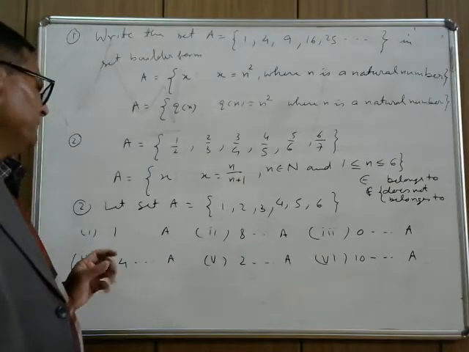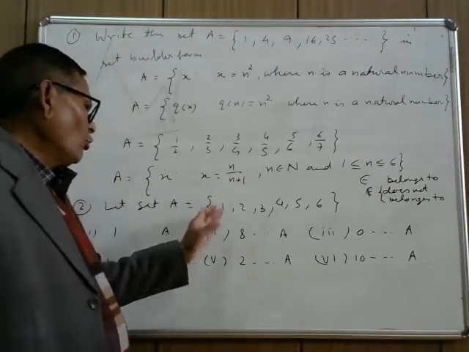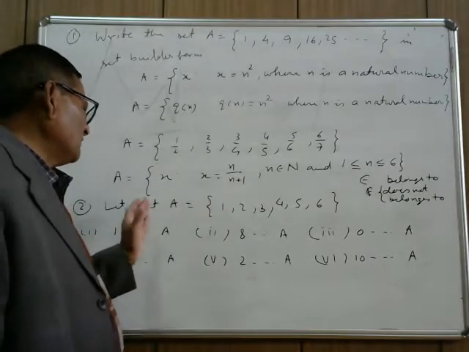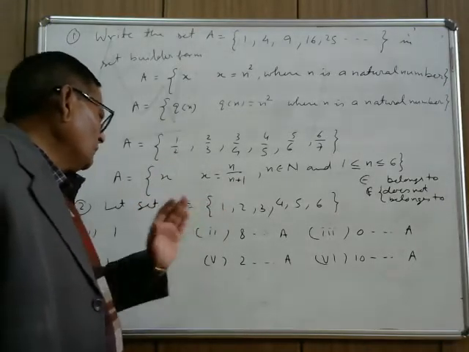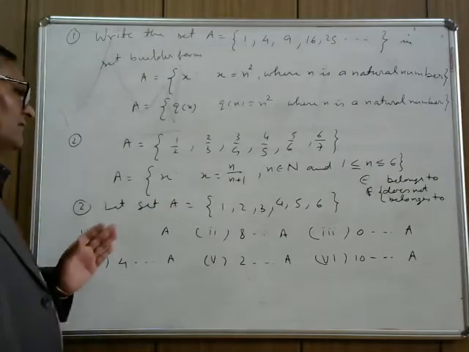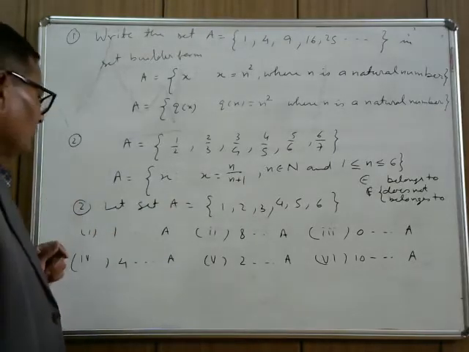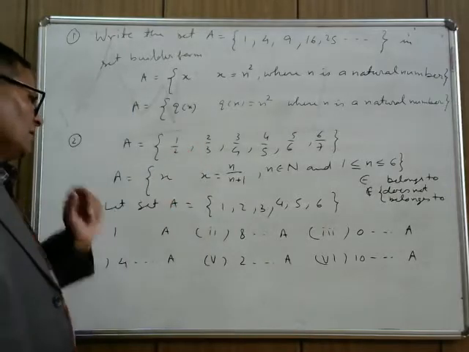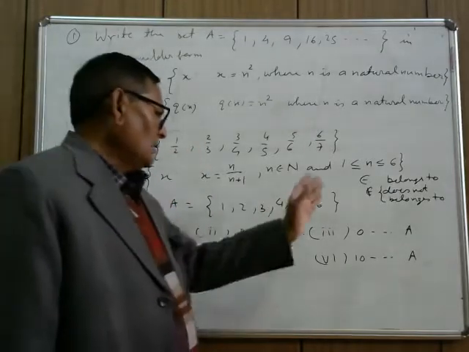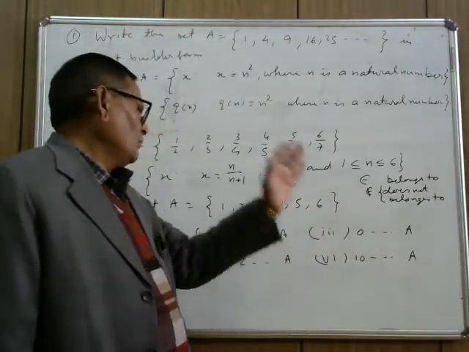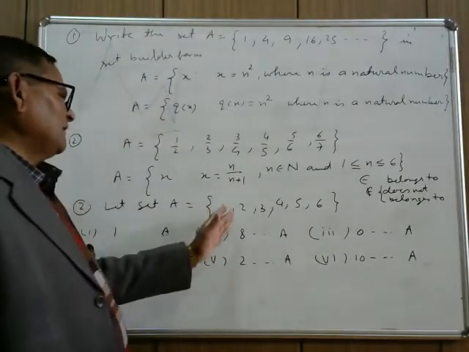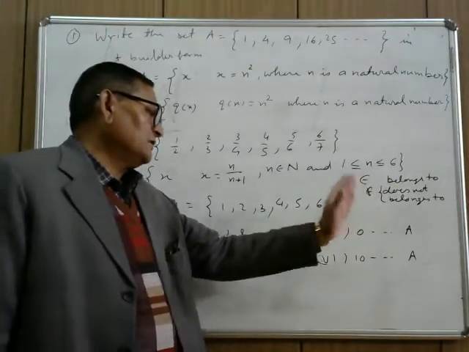When you observe the given set, 1 is a member of the set A. 1 is an element of the set A. So what will you write here? Belongs to or does not belong to. If 1 is a member of the set, you write belongs to. If, for example, in third, 0 does not belong to, because 0 is not present in the set A. So here, does not belong to.